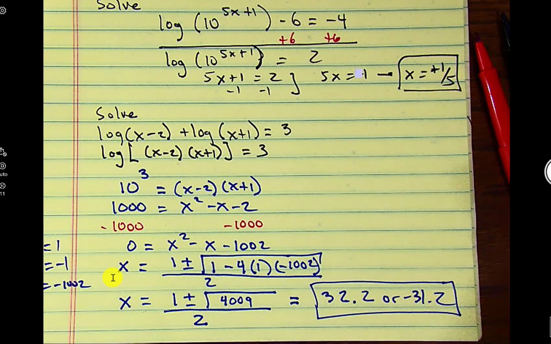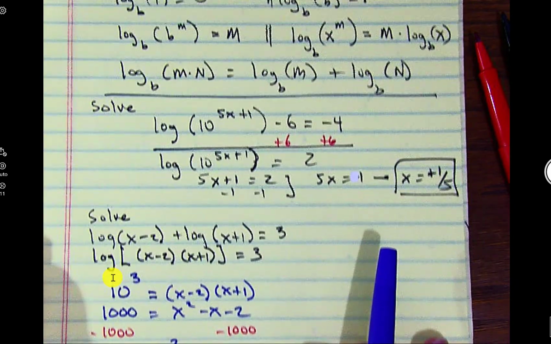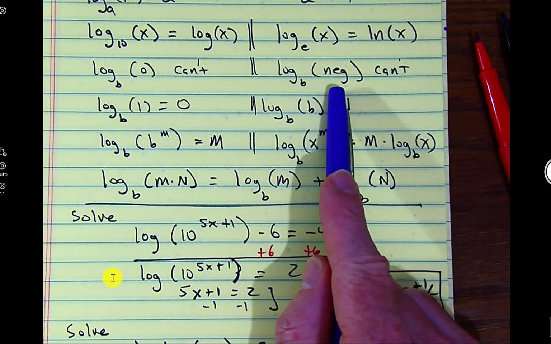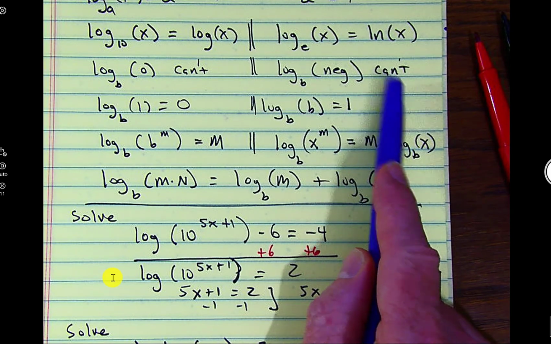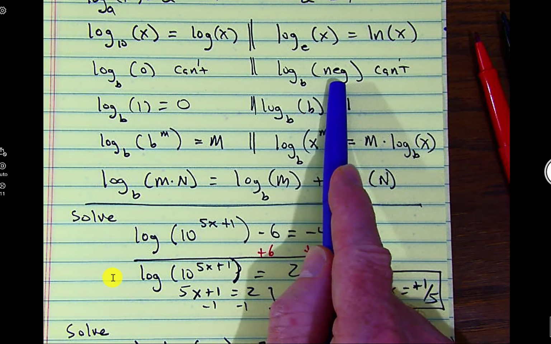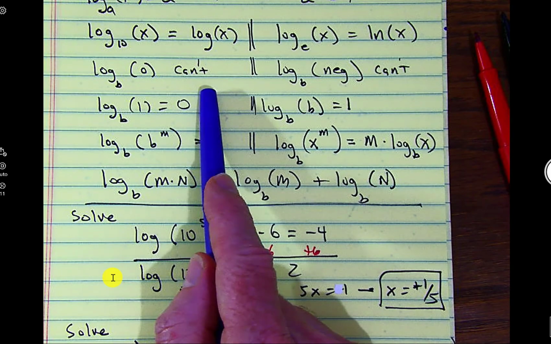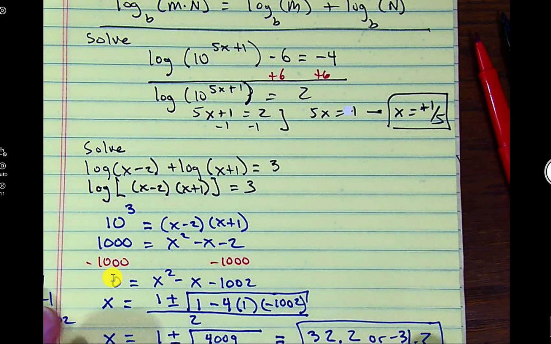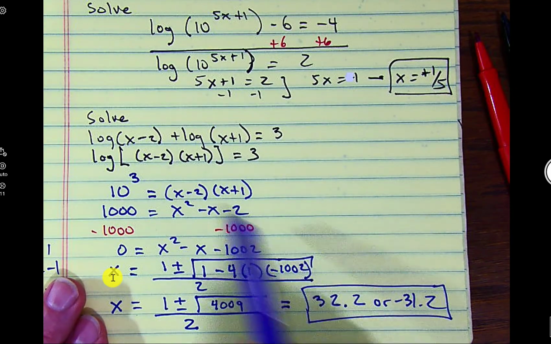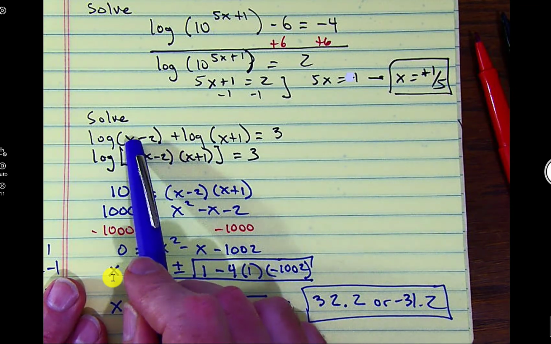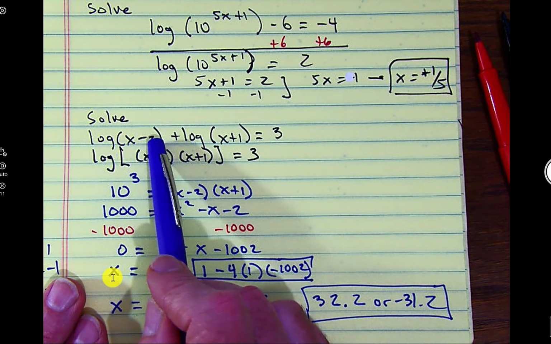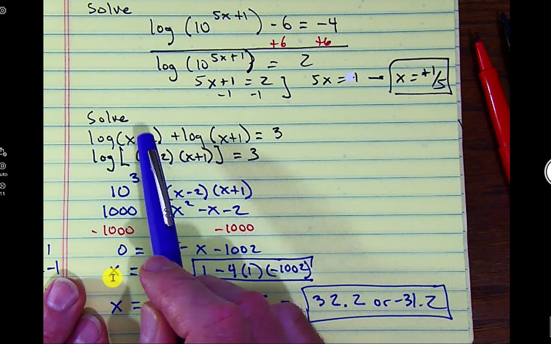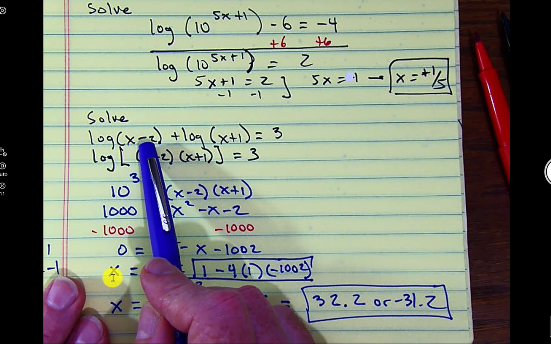Everything good? All right, no, not everything is good. Remember the domain. Logs of negatives, impossible. Negative numbers are not in the domains of logs. Log of 0, no good. What happens if I plug this answer in here? Negative 31. So negative 31 minus 2 will be negative 33. I cannot do a log with a negative input here.